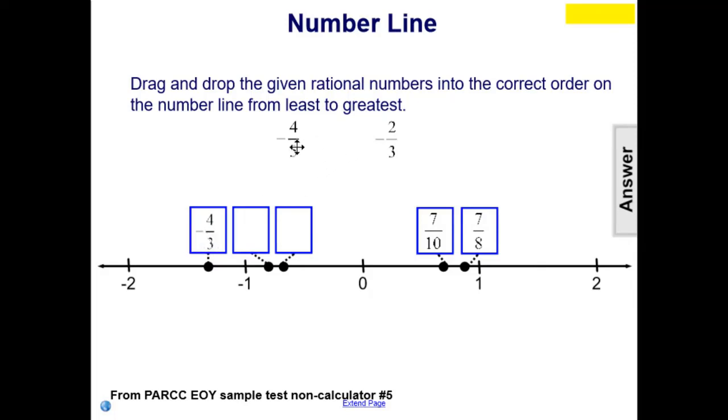And now we need to compare negative 4 over 5 and negative 2 over 3. Negative 4 over 5 is closer to negative 5 over 5, or negative 1. And negative 2 over 3 will go in our final box. We then have each number from least to greatest, with our smallest number being negative 4/3 and our largest number being 7/8.